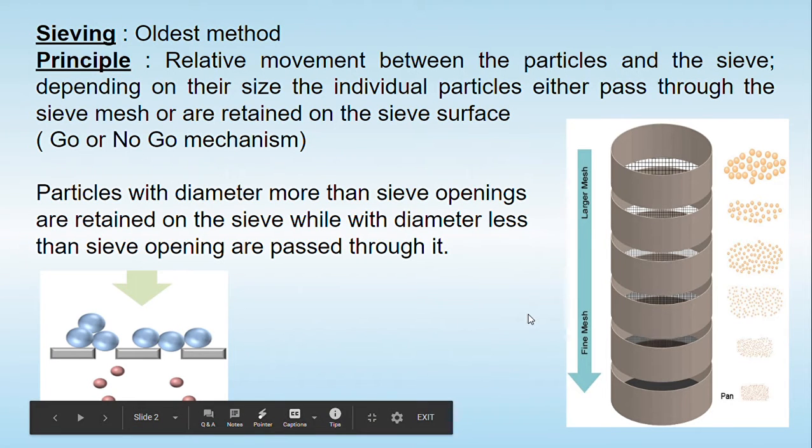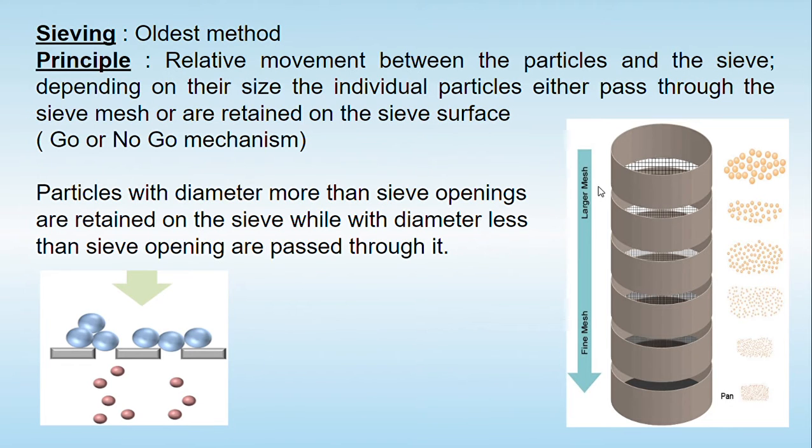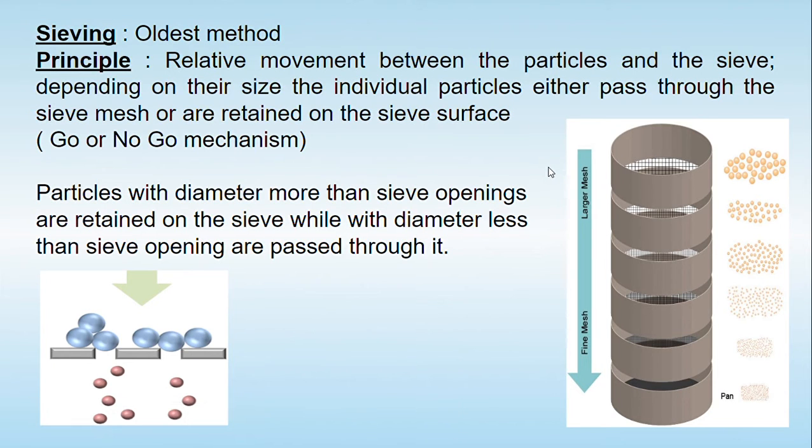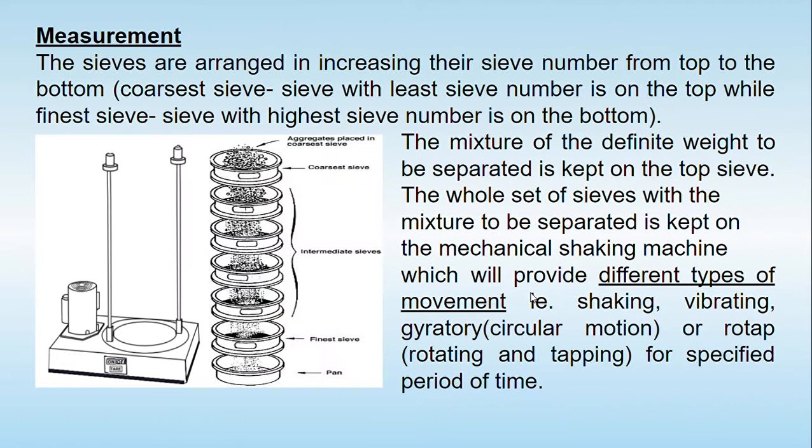In this method, we are going to use a series of sieves. Generally, a sieve with a larger mesh has a lower sieve number, and as we go from the top to the bottom, we go to finer mesh, so we are using higher sieve numbers. We arrange the sieves in such a way that the coarsest sieve remains on the top, while the finest sieve remains on the bottom. So the sieve with the lower sieve number remains on the top, while the sieve with the higher sieve number remains on the bottom.